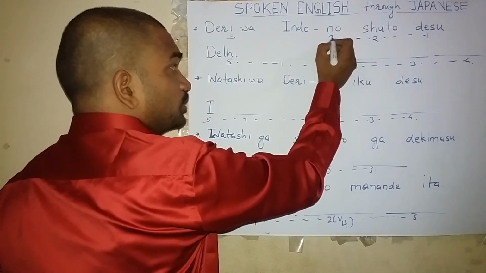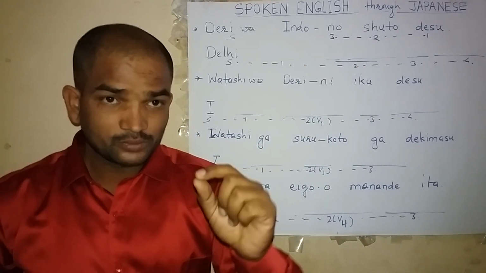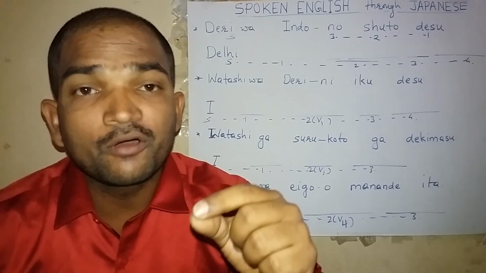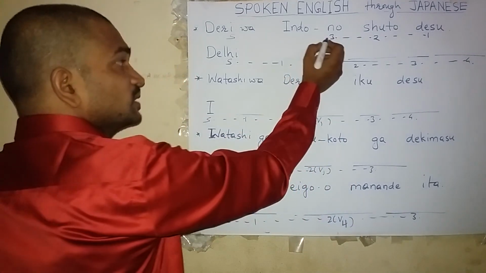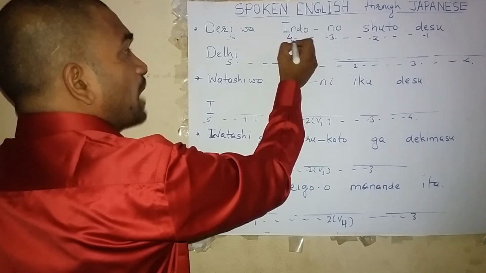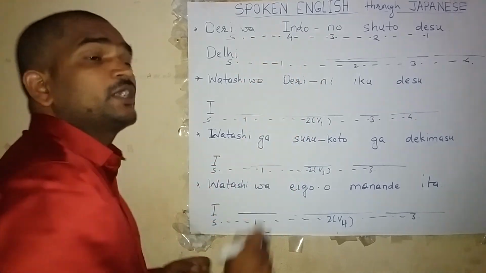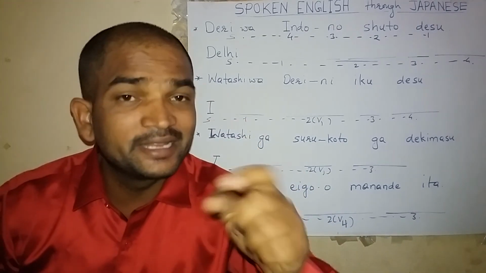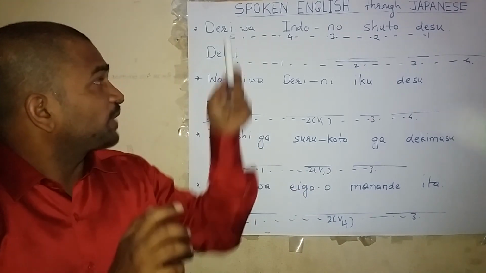Before two, above three is no. The English word for no is "of". Here, before three, above four is Indo. Indo is pronounced in English as India. Look here. First, we should find out the subject.